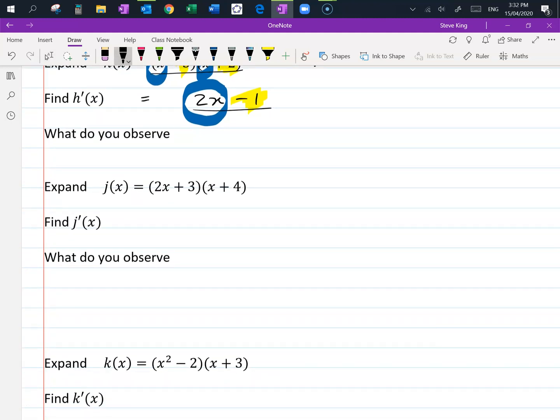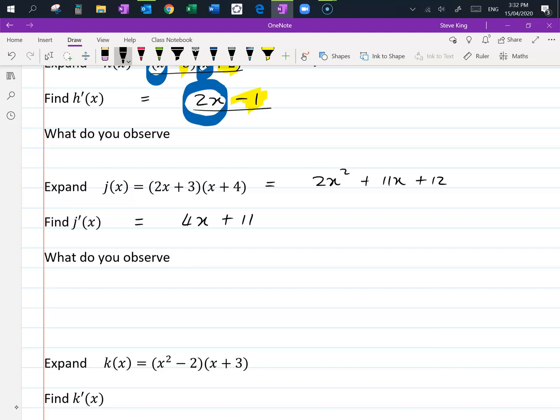Let's take a look at this one. Well, when I expand this out, what am I going to get? I'm going to get 2x squared, that'll give me 8x, and 3x is going to give me plus 11x plus 12. And if I go and find the derivative of this, I'm going to come up with 4x plus 11. Now, this doesn't look that good, because what I've got now, 4x, I've got an x and a 2x, and that doesn't seem to work. I've got a 4 and a 3, which gives me 7, doesn't give me 11.